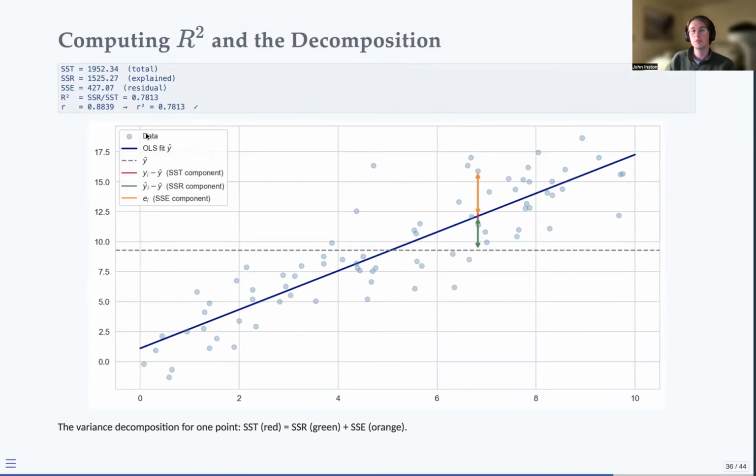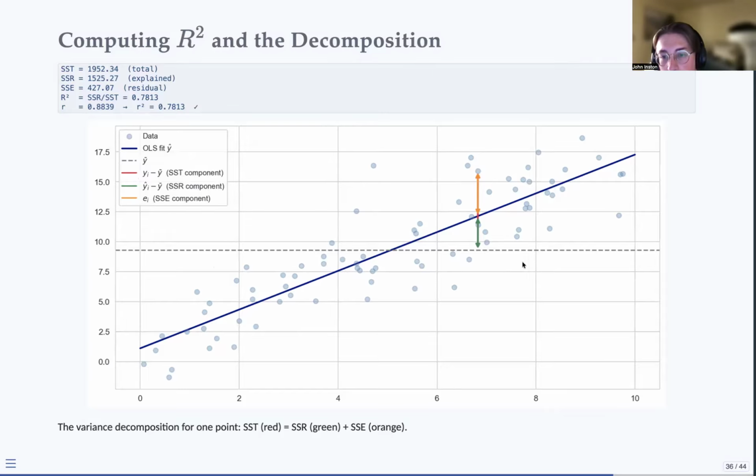So we have our data points from the start. We have our ordinary least squares regression line that we fitted. We have y bar, which is the mean of the observations in terms of y. We then have the SST, which is the distance from the observations to the mean. And then we have the SSR, which is the distance of our estimates to the mean. And then our error component is e_j.